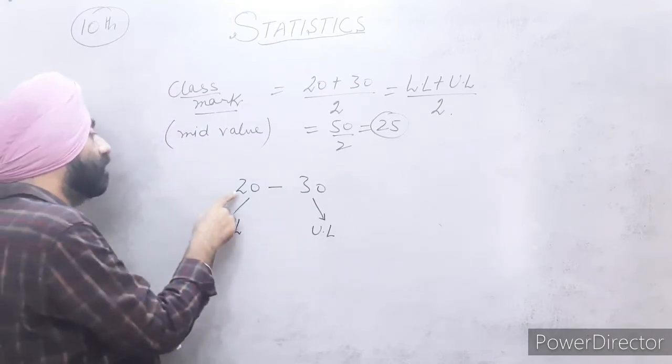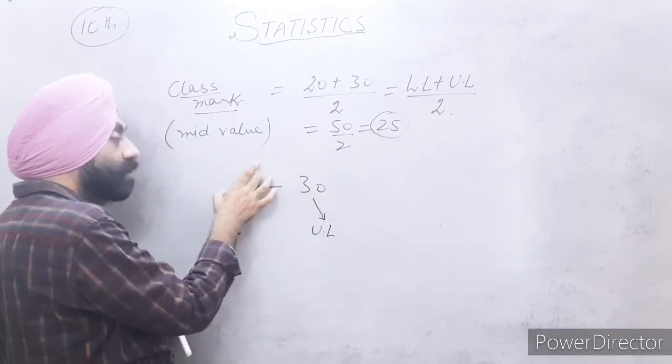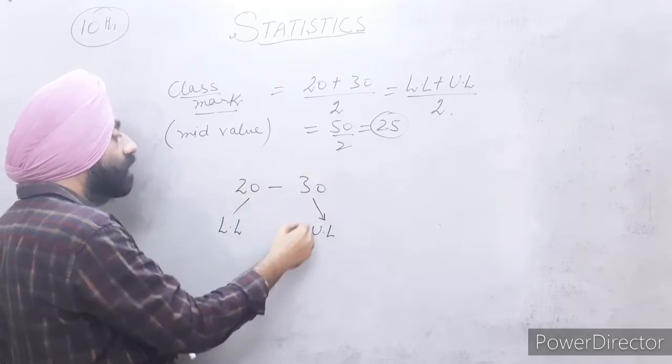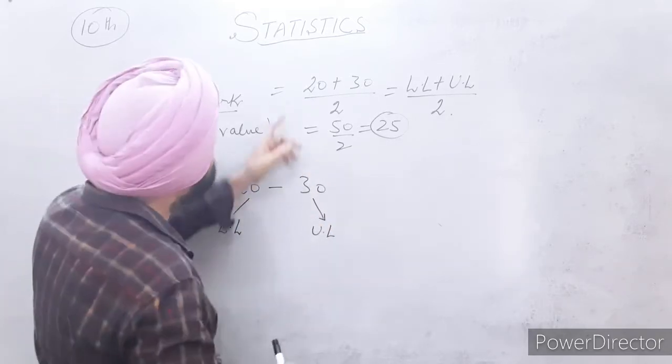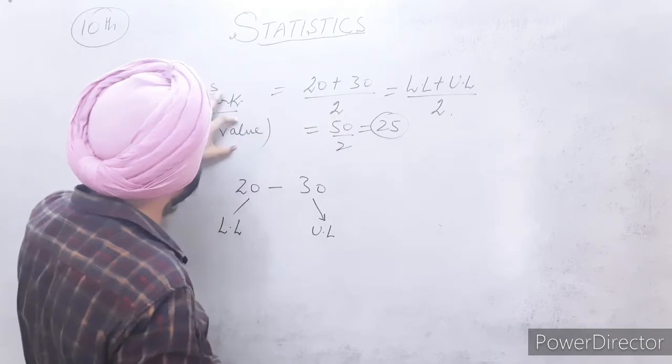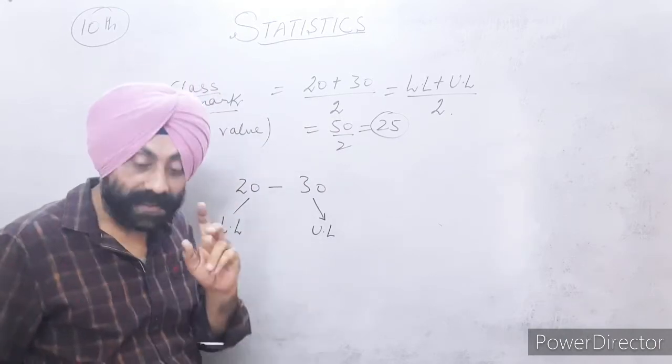You have a class interval of 20 to 30. This is the lower limit of the class interval. This is the upper limit of the class interval. If I take the mean of it, I get the mid value or the class mark.